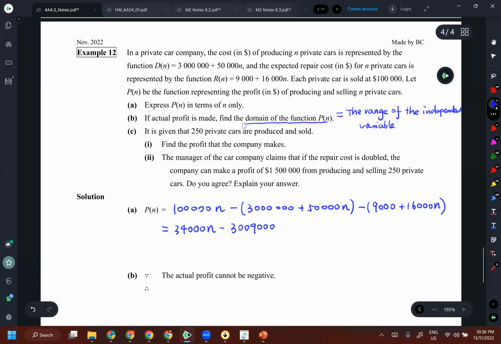So if you are not very familiar with the terminology, find the domain, then you can translate this to a familiar language, that is to find the range of n. Can you find the range of n?